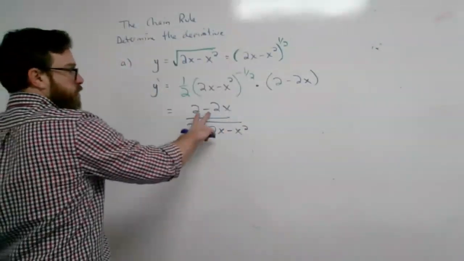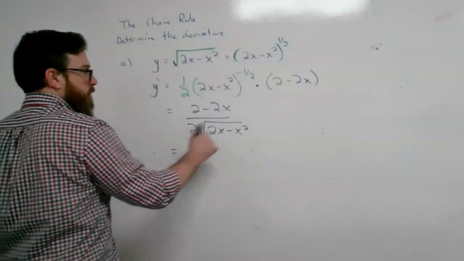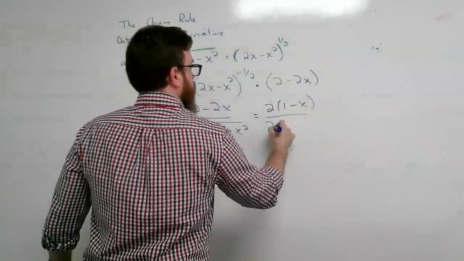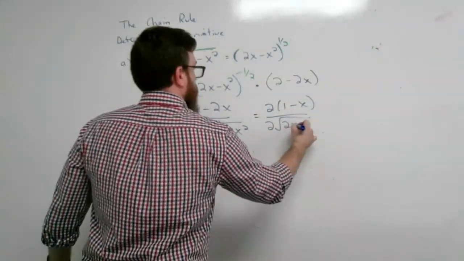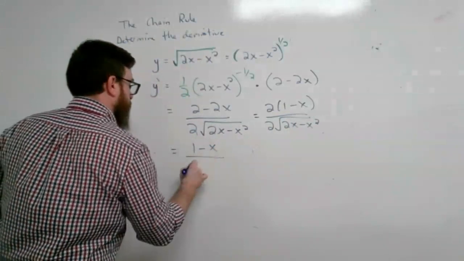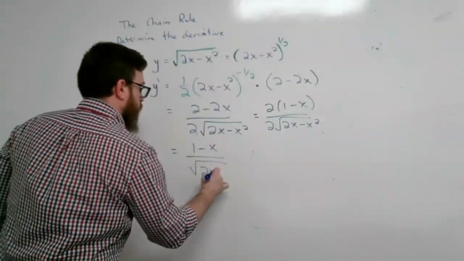Now I can factor a 2 out of the top and a 2 out of the bottom. So this will be 2 times 1 minus x, all over 2, square root of 2x minus x squared. So those 2's will cancel. So this is 1 minus x, all over the square root of 2x minus x squared.